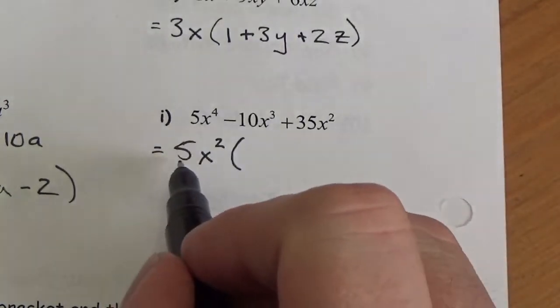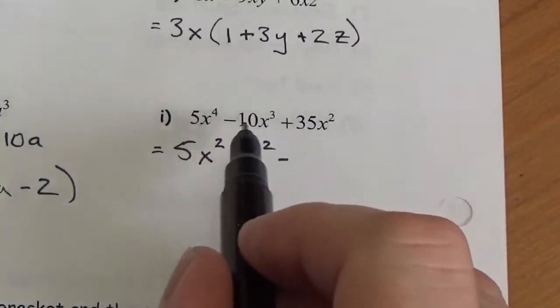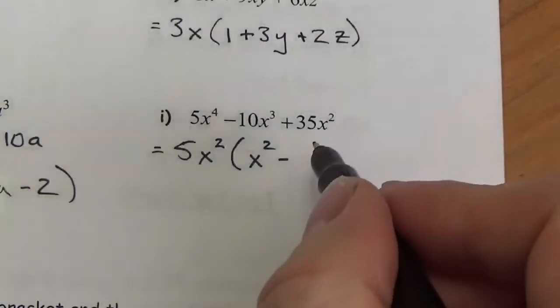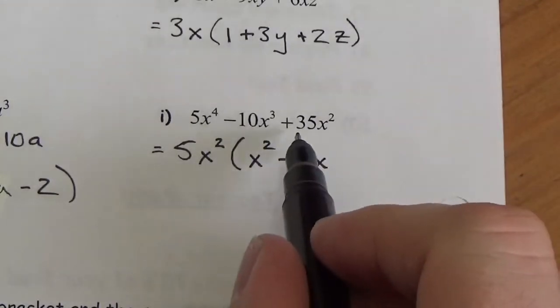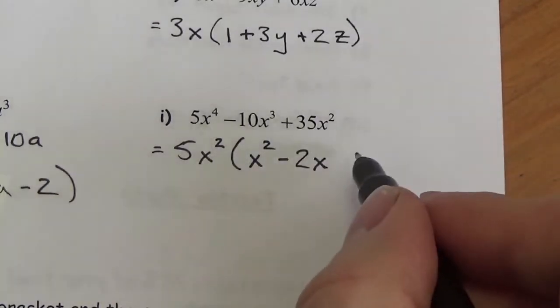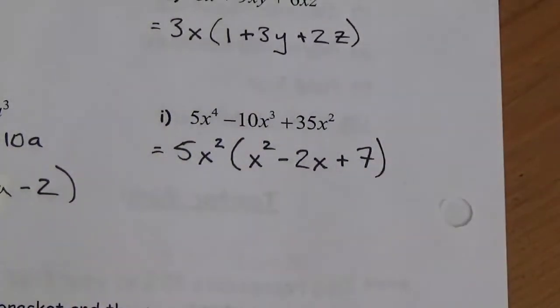So 5x to the fourth divided by 5x squared is going to be x squared. Negative 10x cubed divided by 5x squared is going to be negative 2x. 35x squared divided by 5x squared is simply going to be positive 7. And there you go. Again, it's just a little bit of practice with common factoring.